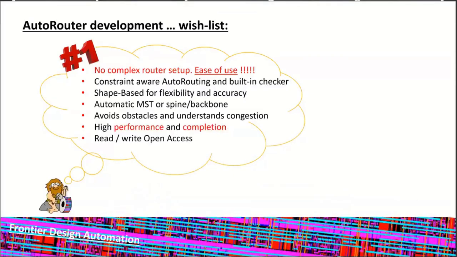For your wish list for designing a new AutoRouter, it needs to have no complex router setup. Constraint aware, needs to be flexible. You need to have MST, minimum spanning tree, and also spine backbone. It needs to avoid obstructions and understand congestion. It needs to be high performance, and of course, while we're all here, for reading, writing OA.